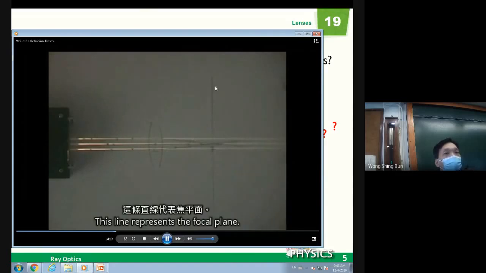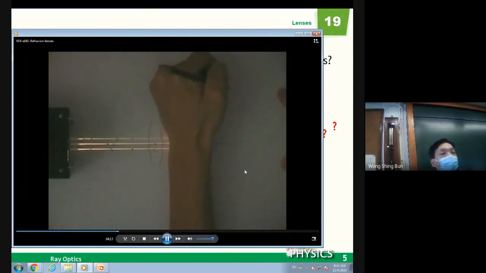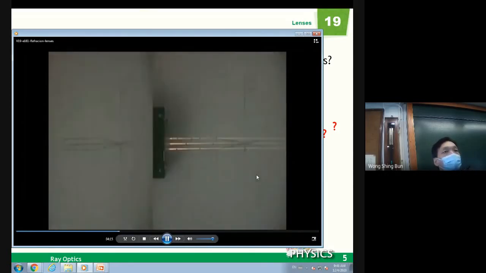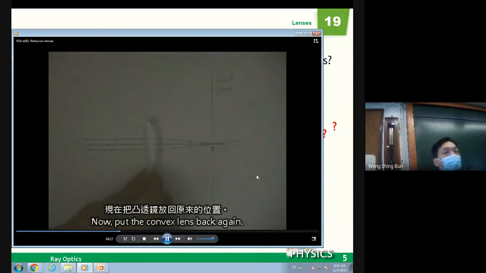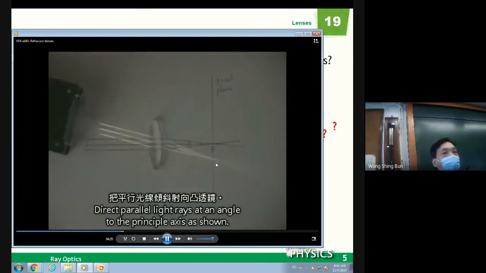And here, draw a straight line to pass through the principal focus. This line, what will we call? Focal plane. What is the definition of focal plane? This is a very special one.